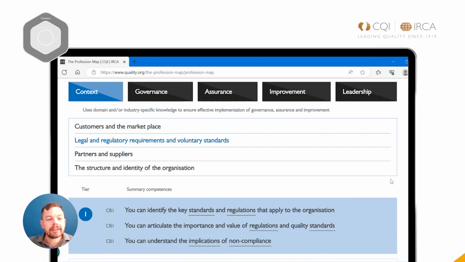and really driving the market in an area that's within our control. Let's now take a look at legal and regulatory requirements and voluntary standards.